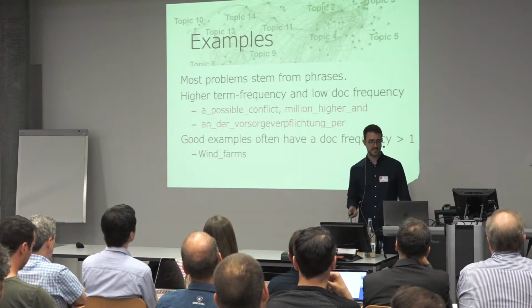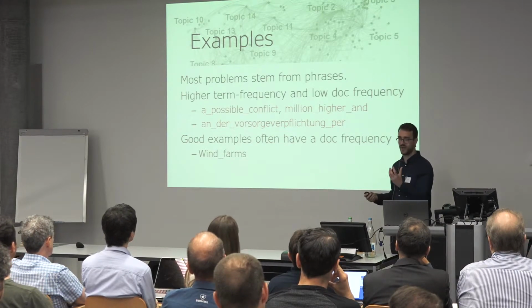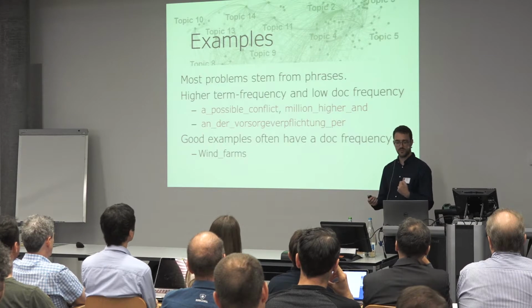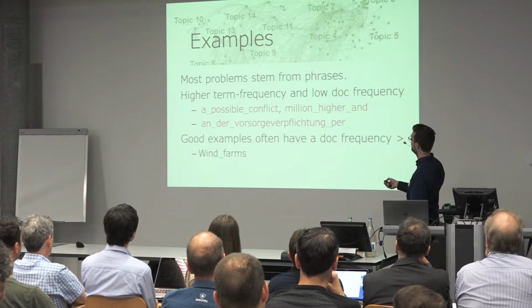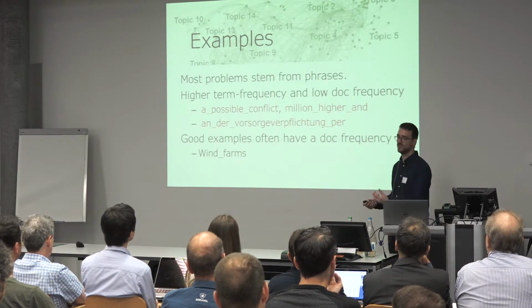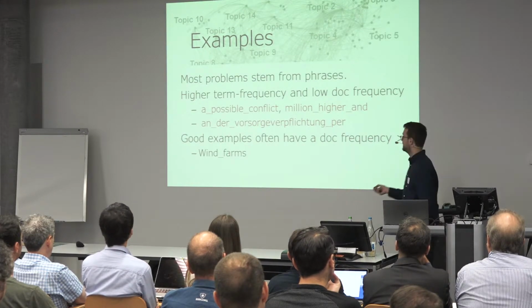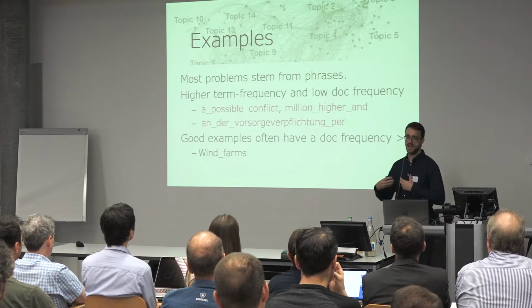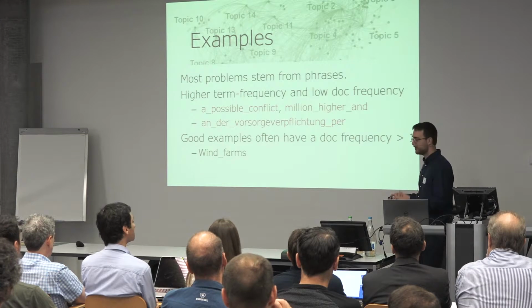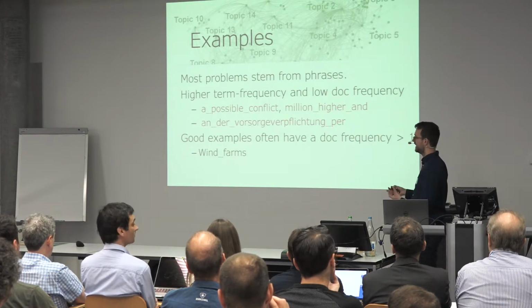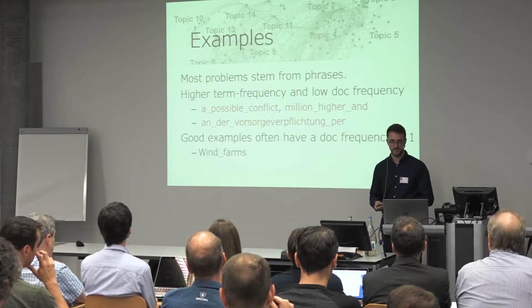So, an example of what can go wrong: most of the problems come from the phrases, because if you are a bit too liberal, we get a lot of phrases that have a high term frequency and a very low document frequency, because they often just appear in one document out of chance. And then we have these things here being rated as important. However, we get a lot of good words, and wind farms is one that has a bit of a higher document frequency and a high term frequency.